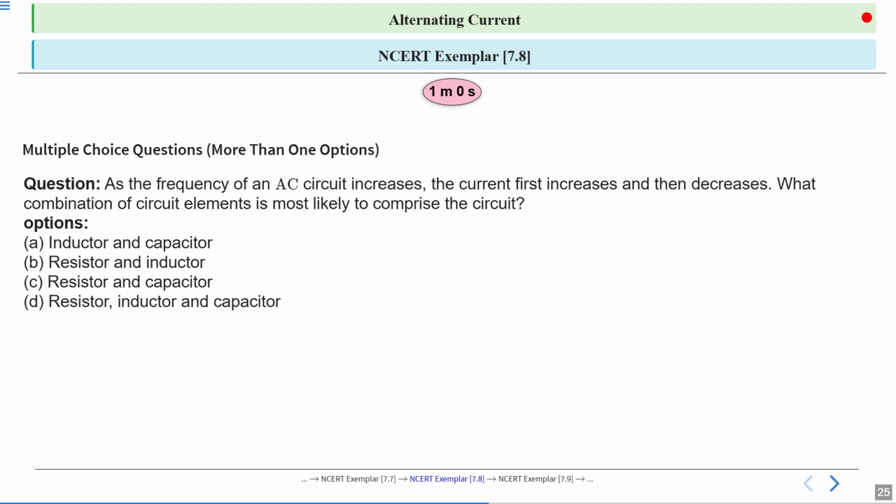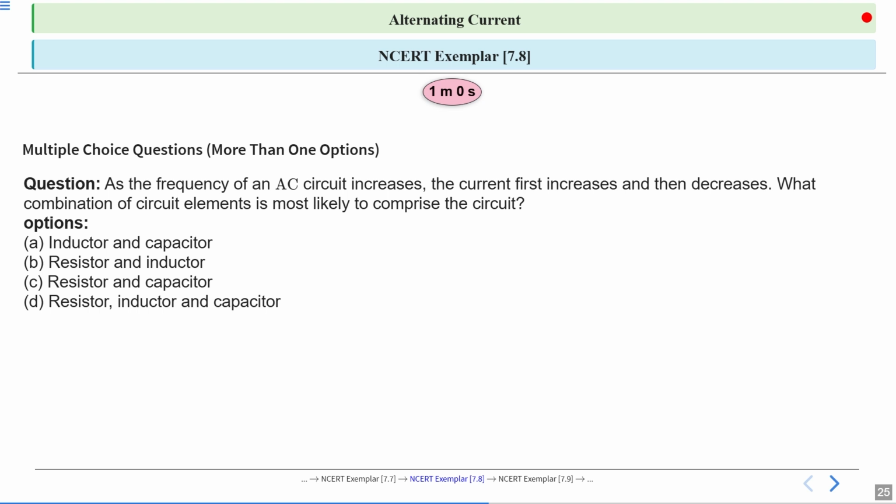You can think in that way: when we increase the frequency in an AC circuit, the current first increases, then decreases. That type of graph you may have seen in the resonant frequency or resonance topic, in which current first increases, at the resonant frequency it is maximum, and then it decreases. So what combination of circuit elements is most likely to comprise the circuit?